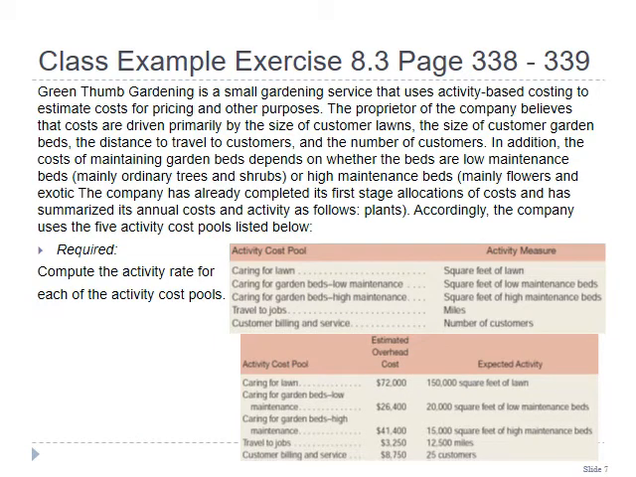Okay, before going to learning objective 4, let's do some practice questions of calculating the activity rates for the cost pools. So I have pasted exercise 8.3, page 338 to 339 of your book chapter. I just want to give you 10 minutes to read the question thoroughly and then compute the activity rates for each of the activity pools.